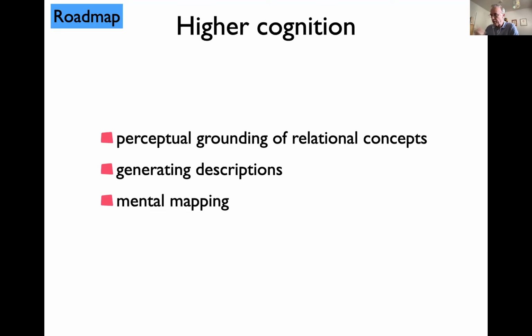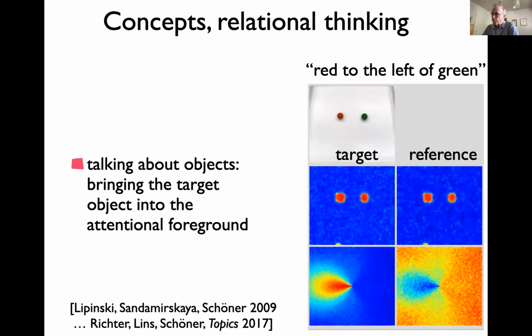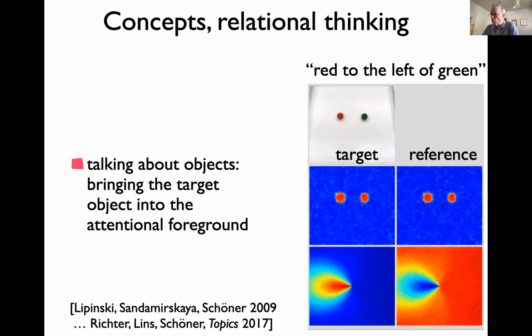So the first example, I'll go through two examples. The first contains these two elements, namely how you can perceptually ground relational concepts, and then how to actually generate such relational concept-based descriptions. And then the second example will be about mental mapping. So let me first maybe clarify what I'm talking about when I talk about relational thinking and concepts and grounding.